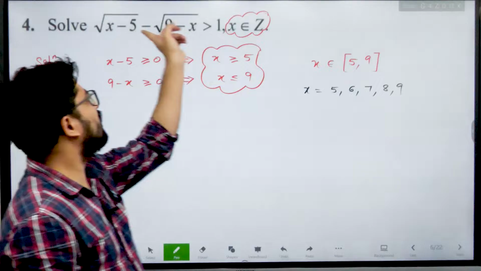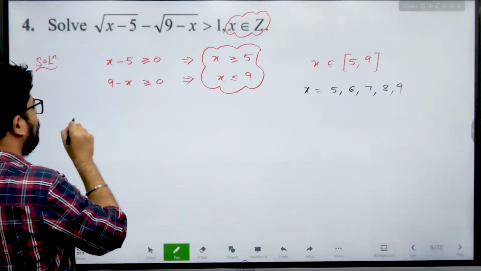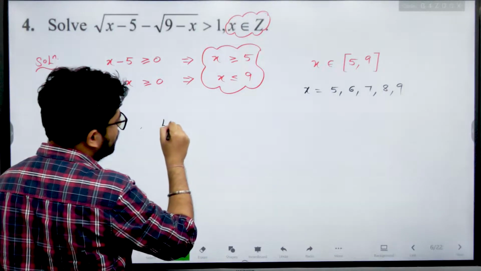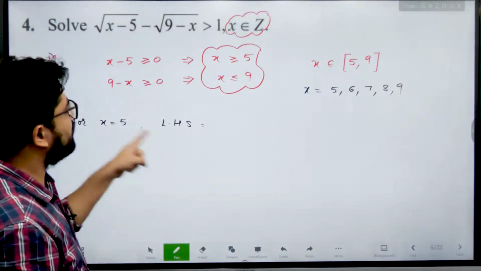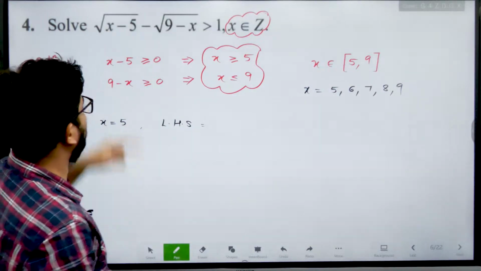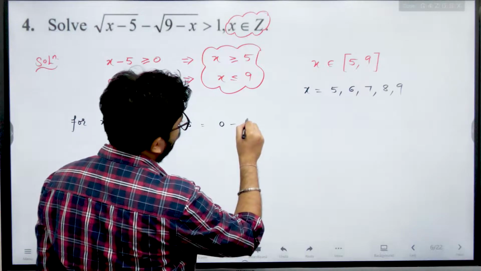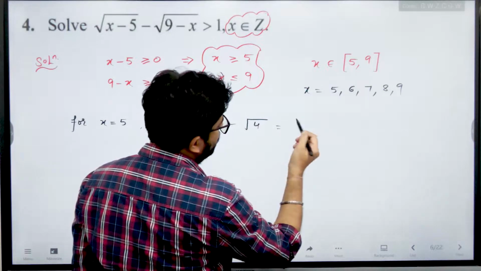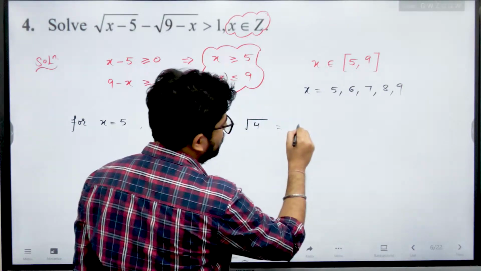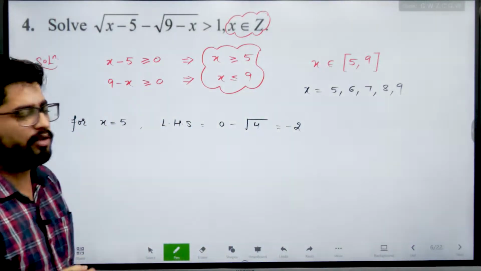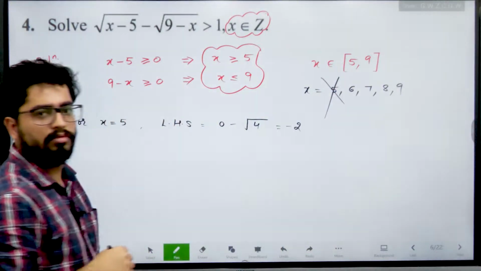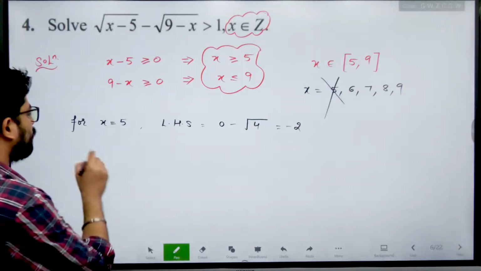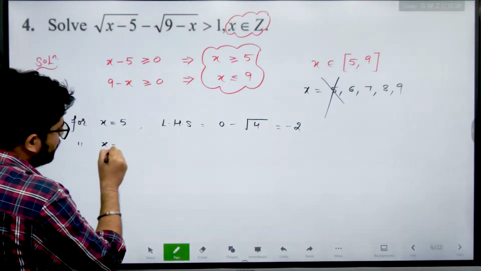Now you can check your answer by putting these values here. For x equal to 5, the left hand side is 5 minus 5, which is 0, minus root of 9 minus 5, that's root 4, which is 2. So this is minus 2, and minus 2 cannot be greater than 1, so x cannot take the value 5. So for x equal to 6, what will happen?